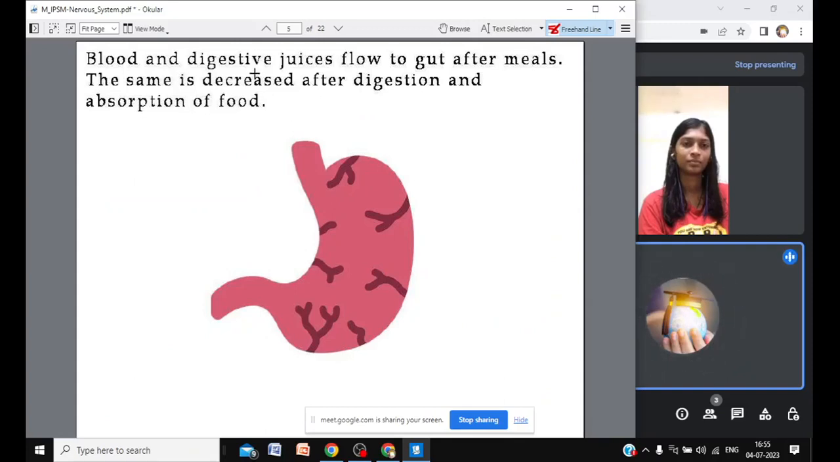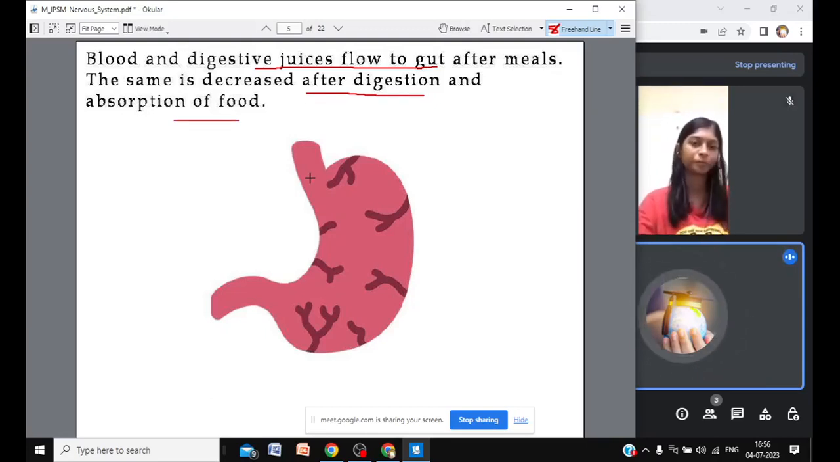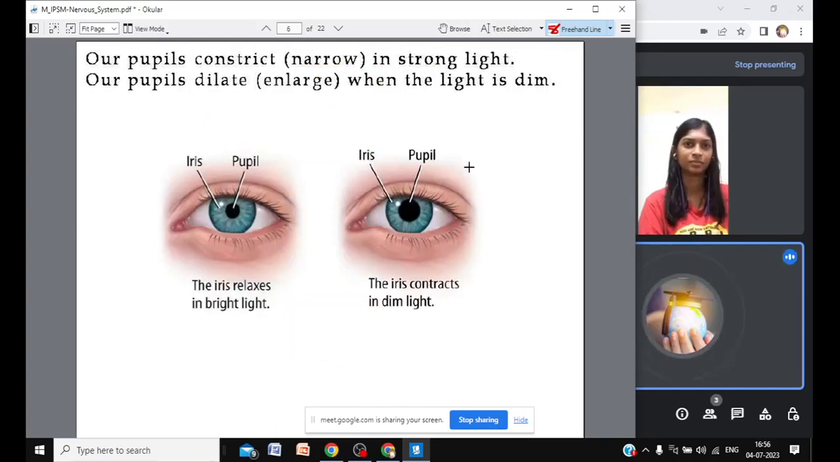Here, blood and digestive juices will flow to the gut after meals. And after digestion and absorption, the flow will be decreased. So when you eat, more blood and more digestive juices will flow, and after digestion is over, the flow will be decreased. So when to give more blood and more digestive juices, and when to decrease the quantity? Again, who will decide? The brain.